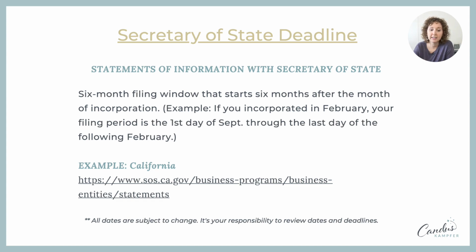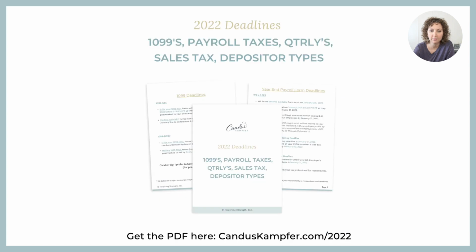In California, I've given you a link you can click on, and it will tell you, depending on when you set up your business, by when you need to file, which is 6 months after. You can check with that link, but also check with whatever state you're in, because this is something that typically falls through the cracks for a new business. They don't realize that they have to file every year with the Secretary of State, depending on what state you're in.